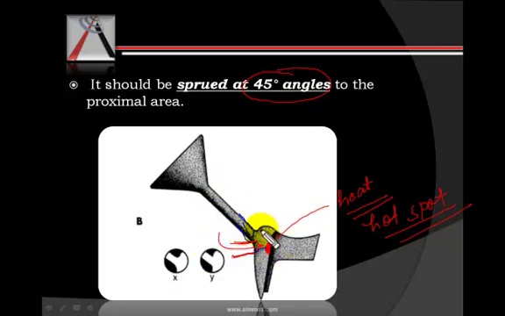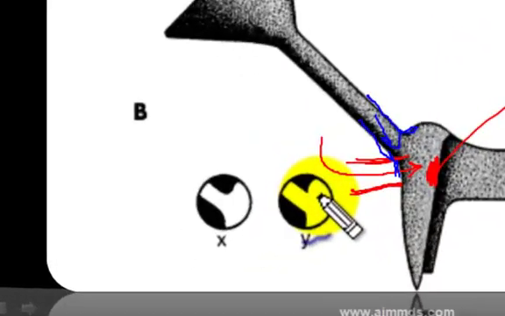Now one more point noted here is the attachment of the sprue to the wax pattern. It should not have sharp edges, as seen in this diagram here.